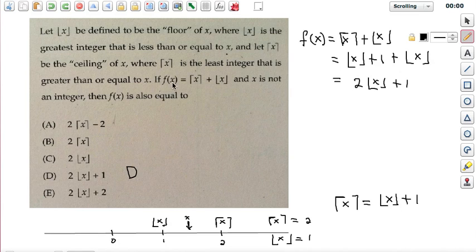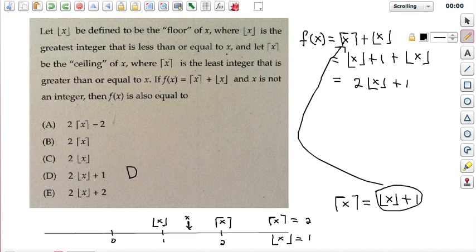If f of x is equal to the ceiling plus the floor, and x is not an integer, so x is anywhere between two integers, then f of x is also equal to what? So if you know that the ceiling is floor plus 1, you can substitute this for here. So floor plus 1 plus the floor, which is twice the floor number, plus 1. And that's the correct answer. It was a tough one.